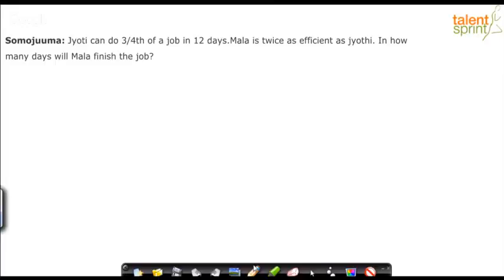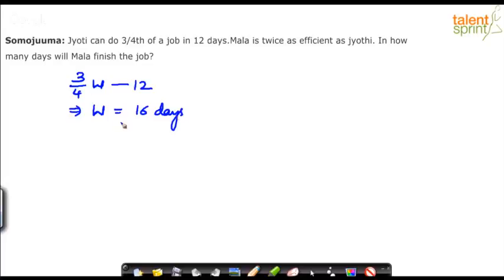Jyoti can do 3/4 of a job in 12 days. Mala is twice as efficient as Jyoti. See, Jyoti can do 3/4 of the job in 12 days. That implies the total work can be done by Jyoti in how many days? 16 days. Yes or no?